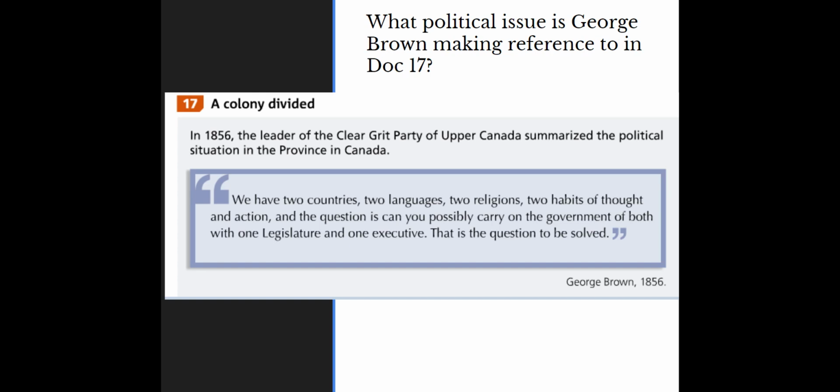George Brown is referencing ministerial instability. This is where they were having issues achieving a double majority, and therefore politically not much change was occurring. There was too much division between the political parties.